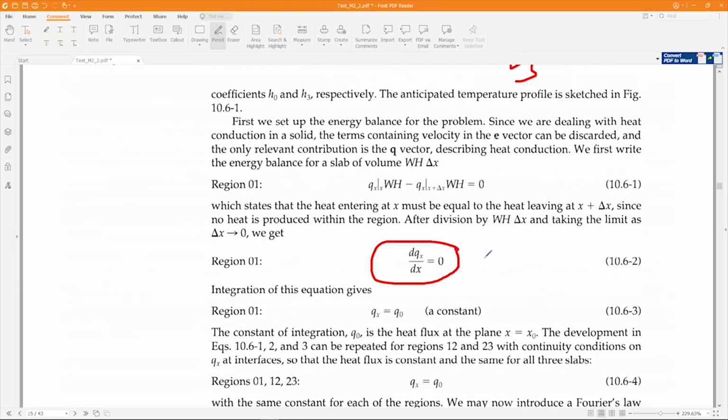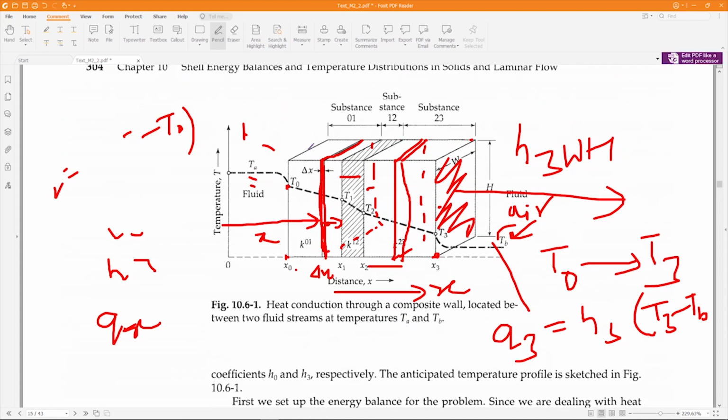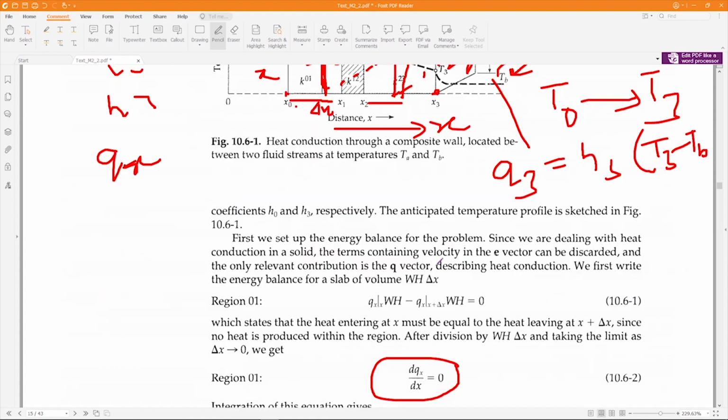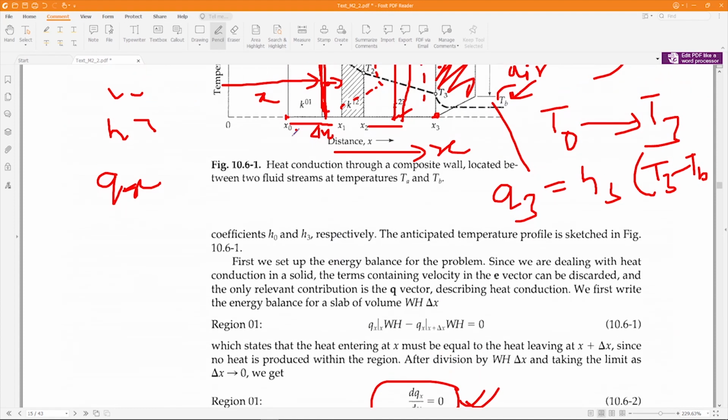Now this is the general equation, but you have to integrate over different regions. So this is your substance 1. This is the region from x0 to x1, from x1 to x2, from x2 to x3. These are the different regions, and we have to integrate over each. So let's integrate. We have found the general equation, so integrate this from x0 to x1.